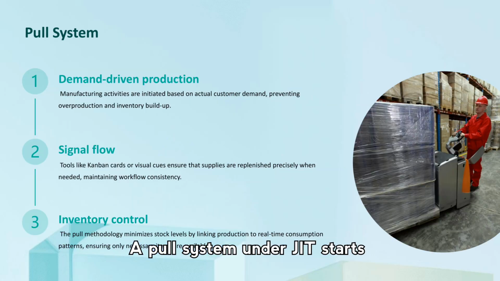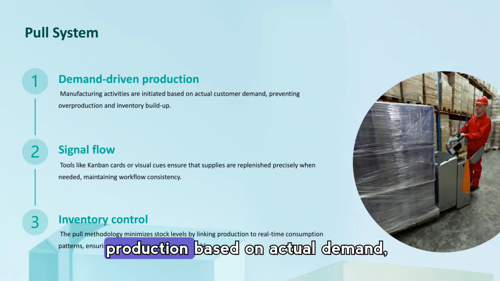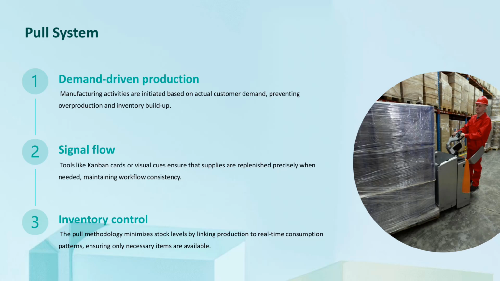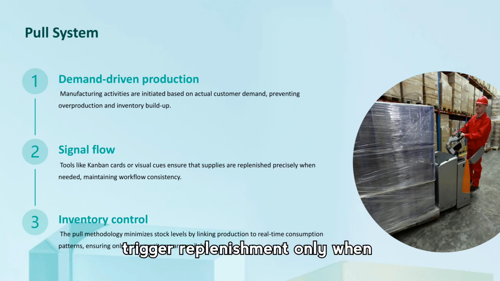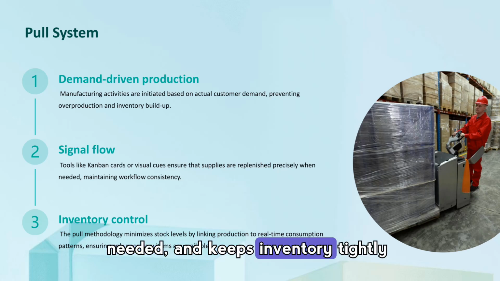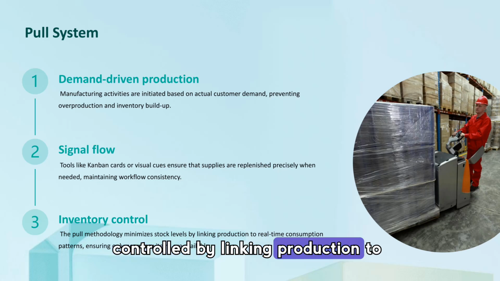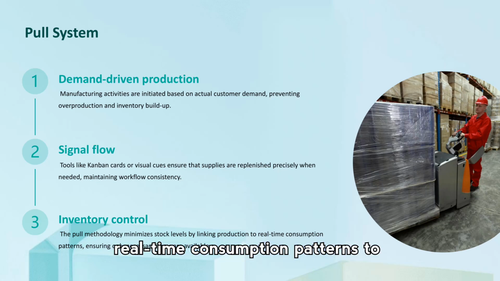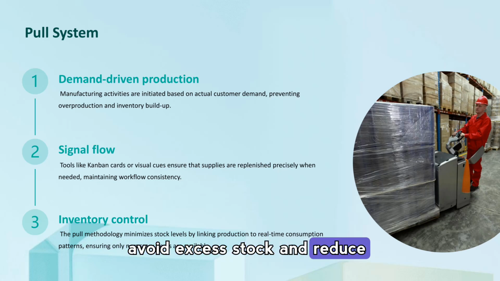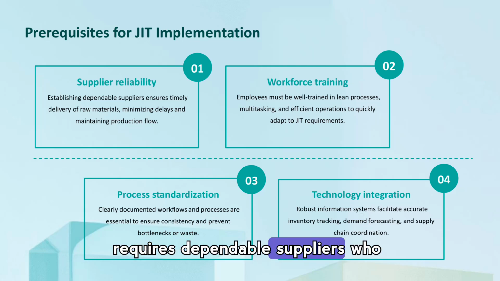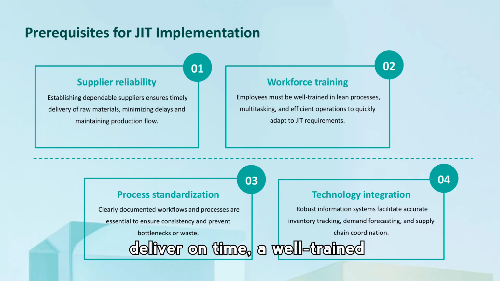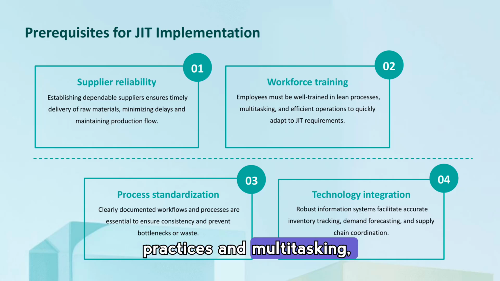A pull system under JIT starts production based on actual demand, uses signaling tools like Kanban to trigger replenishment only when needed, and keeps inventory tightly controlled by linking production to real-time consumption patterns to avoid excess stock and reduce waste.